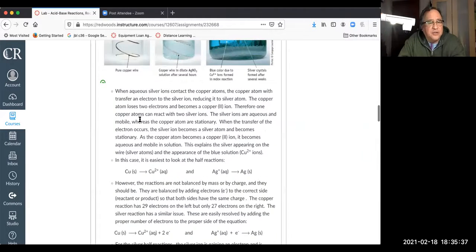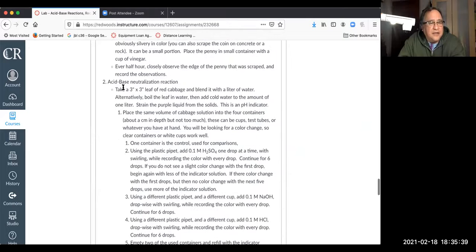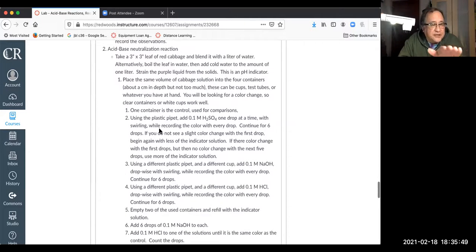Right. I'm going to go to the procedure here and just let me change my share so that you're looking at what I'm looking at. And this will help you out, okay? So this is the acid-base neutralization reaction. The first step is to make the cabbage solution, right?